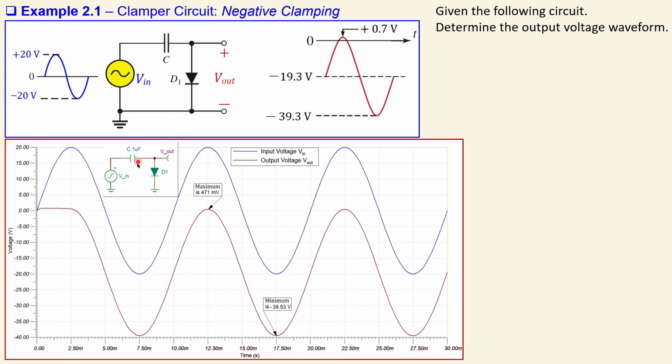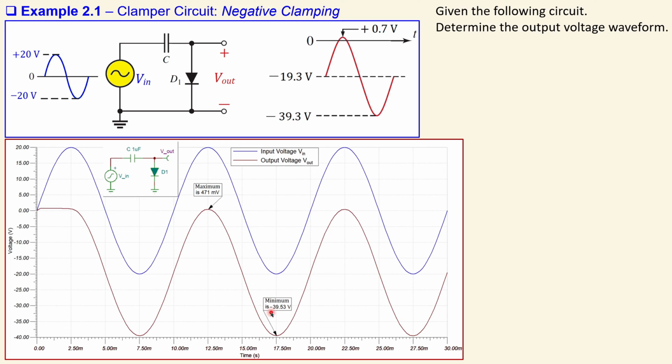So I've just chosen a capacitor value of 1 microfarad to charge up not too fast, also not too slow. And this is a diode, this is the input voltage. So you can see the blue line going up and down, 20 and minus 20. And this dark red line, you can see the maximum 471 millivolts, which is not 0.7. So that's due to that diode, which is not having that 0.7 volts approximately.